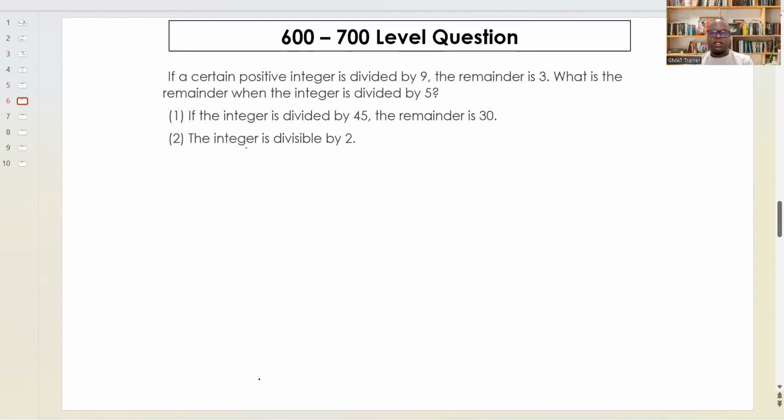So let's first of all understand what this question stem says before we go to the statements, and understand what would constitute sufficiency. A certain integer, let's call it x, divided by 9, the remainder is 3. So we'll have 9q plus 3. And at the same time, we have the same integer divided by 5. So x divided by 5, we'll have 5y plus r. So we're being asked for the value of r here in this case.